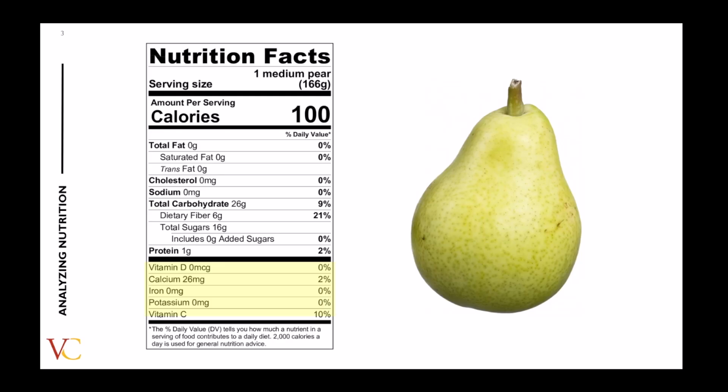But admittedly, sometimes the labels don't tell the whole story because they are only required to include a handful of vitamins and minerals on the label. So you might not know if a food has other micronutrients like vitamin A, vitamin E, magnesium, or zinc.